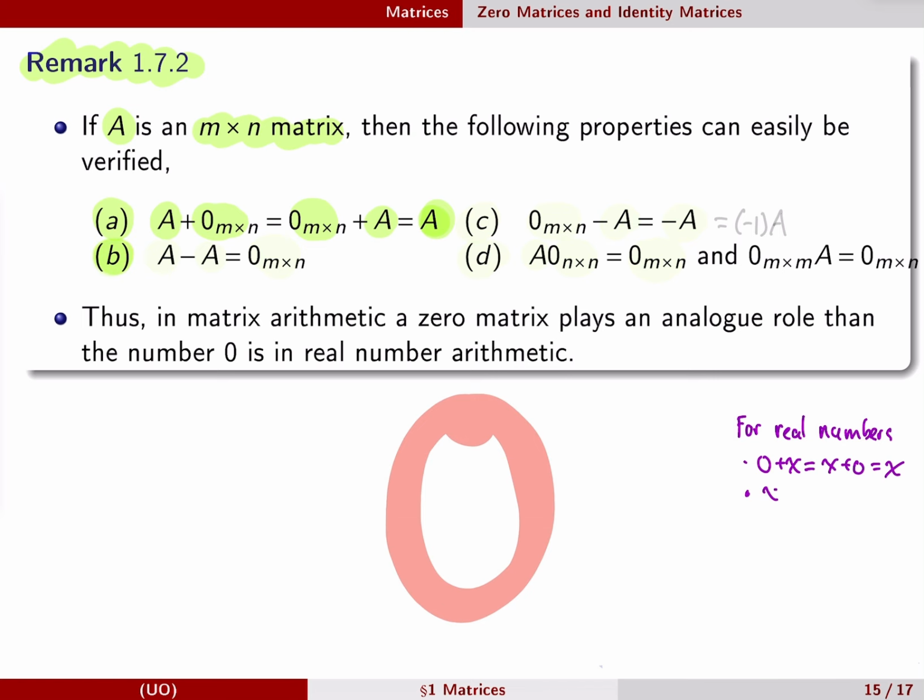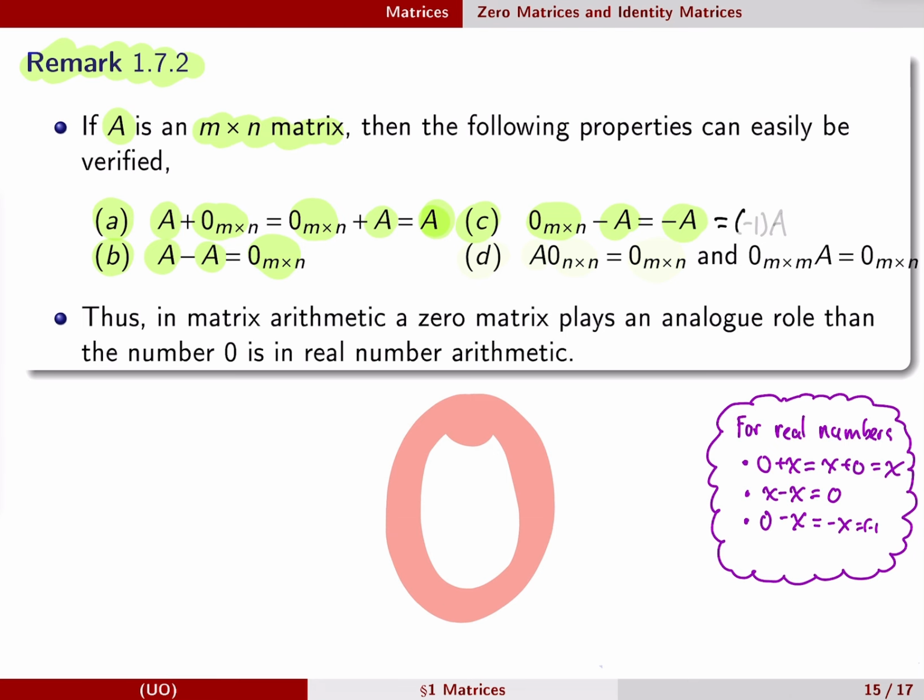The second property: if you take A minus itself, you're not going to get the number 0, you're going to get the box of numbers filled with zeros everywhere, with the correct notation, 0 m by n. And if you take the zero matrix minus A, you're just getting minus A, which is the same as multiplying A using scalar multiplication by minus 1. So that's one way to find the negative of a matrix.